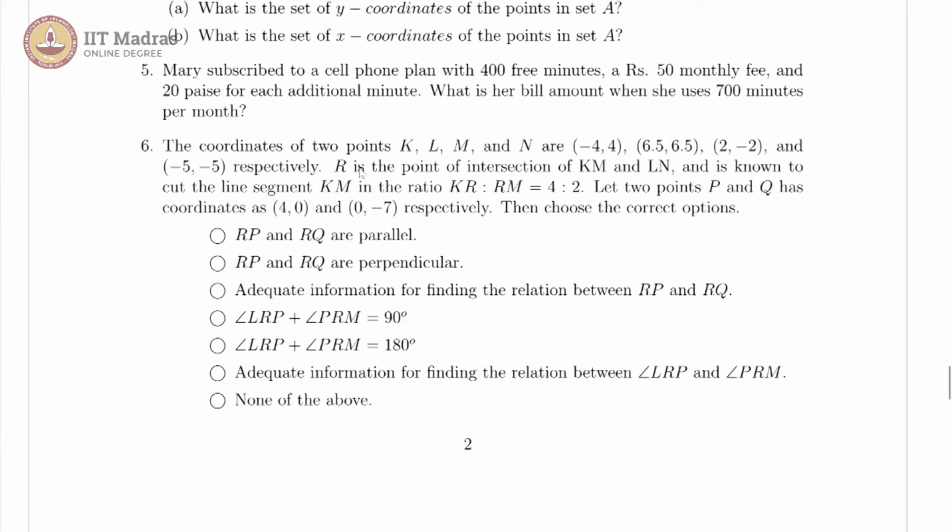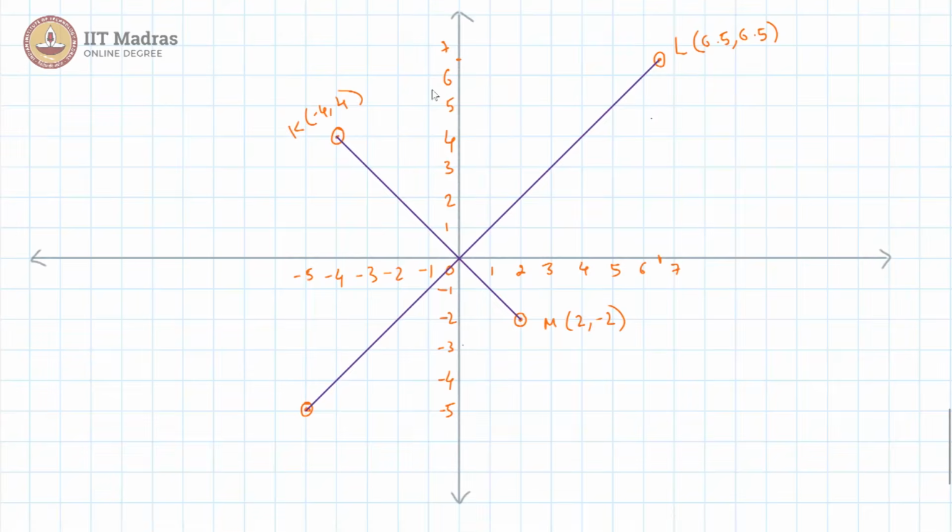Now we are told that R is the point of intersection of KM and LN, and it is known to cut the line segment KM in the ratio 4:2. So let's identify R. From our diagram, it appears to be the origin. Let's verify this. We need this to be in the ratio of 4:2.